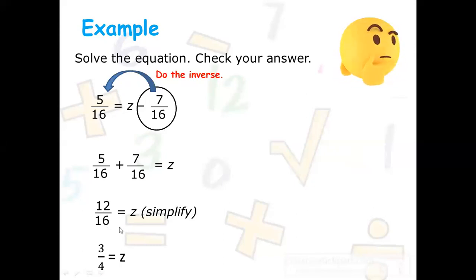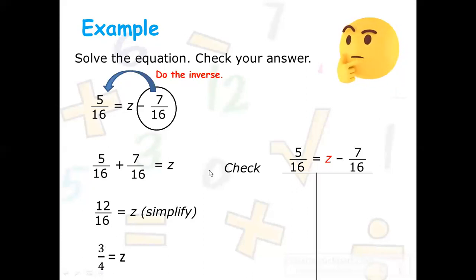Okay, because we have to simplify. It's nothing wrong if you leave it 12/16, but it's not okay, because if the question says simplify, you have to simplify. So simplify means you find a number with which you can divide both of them. So that number is 4. So you divide with 4. 12 divided by 4 will give you 3. 16 divided by 4 will give you 4. So the value of z is 3/4.